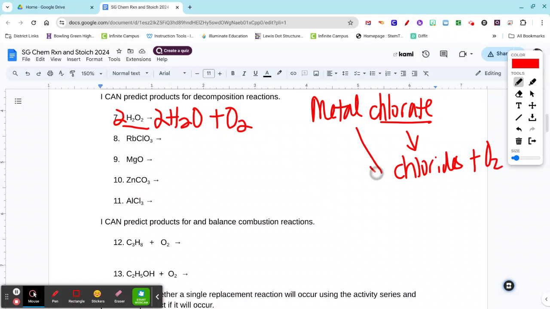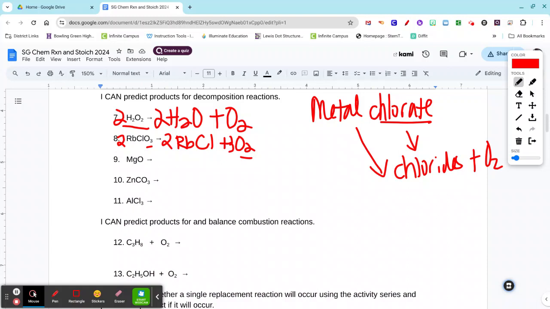So you're going to bring your metal down, chlorides plus O2. In this case, I'm going to bring over my metal, Rb. I'm going to put it with Cl for my metal chloride, and then I make O2 again, oxygen. When I balance this one, I notice that I have 3 oxygens here and 2 here, so I'm looking for a total of 6. So I will need a 3 here and a 2 here to get my 6 oxygens, and then that requires a 2 in front of the RbCl.